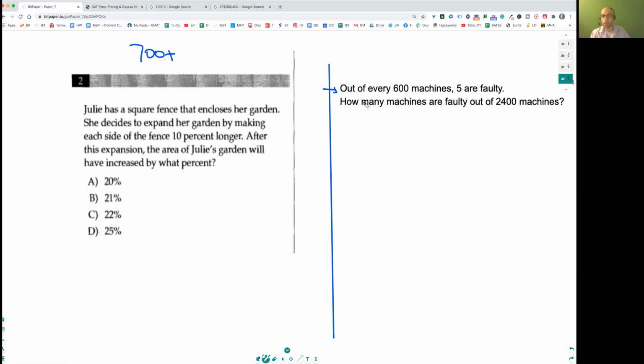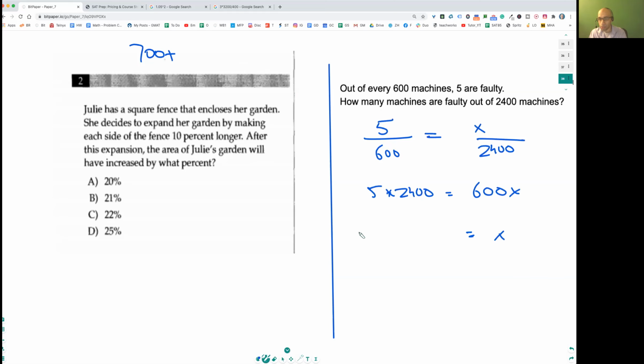For this one, what are you going to do? Be careful. 5 are faulty out of 600 machines. So write down 5 faulty out of 600 M, and how many machines are faulty means X, out of 2,400 machines. Then you can get rid of these variables, they're not important in the calculation. Now put it equal, multiplying this way. So you get 5 times 2,400 is equal to 600X. And so X is equal to 5 times 2,400 over 600.